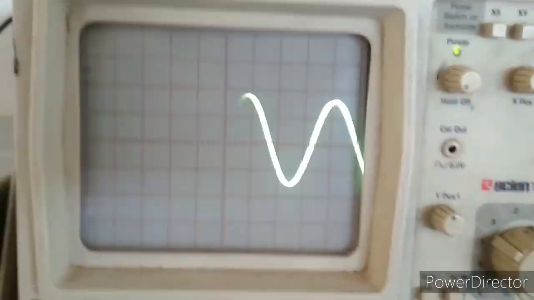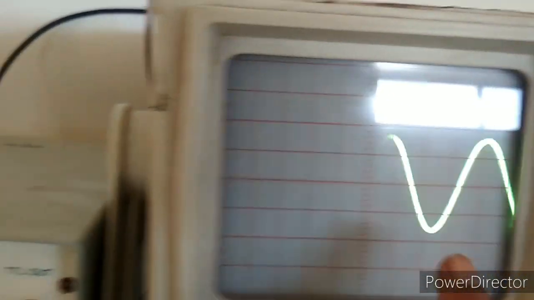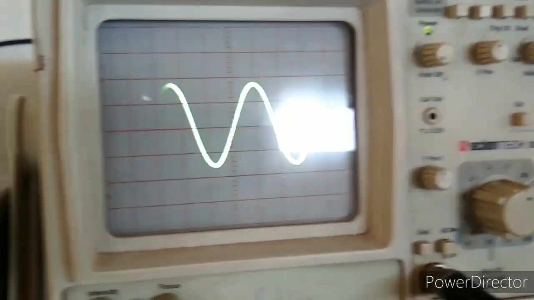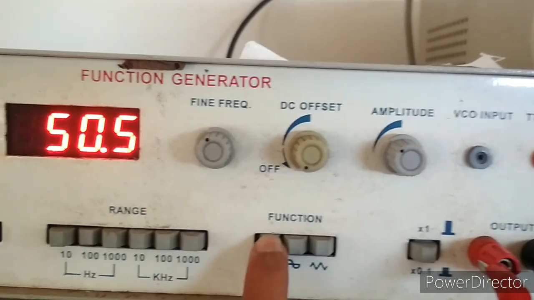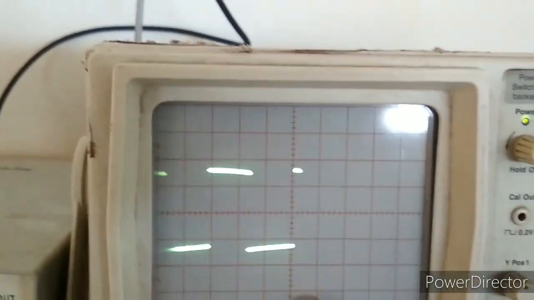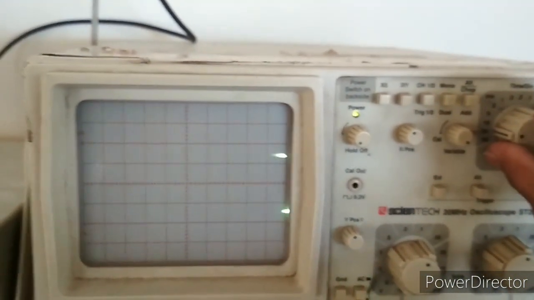Okay, so let's see how to measure the amplitude and frequency of the waveform. So we selected this sine waveform. Okay, so this is a sine waveform. If we have to measure the square waveform, then simply press this button, that is the square waveform. We can vary the amplitude as well as frequency of this waveform by using these knobs. If we have to vary the time, we can vary the time from this time per division knob.